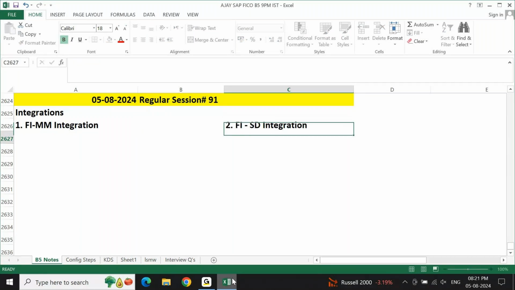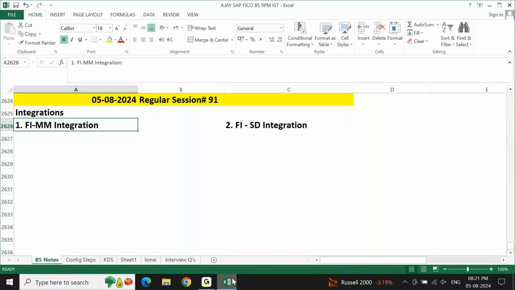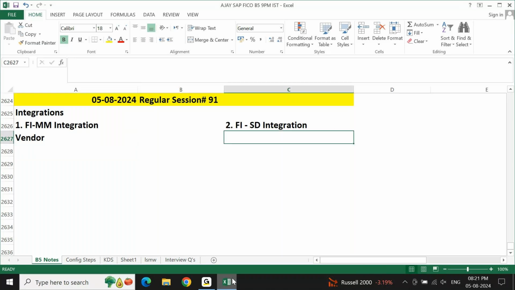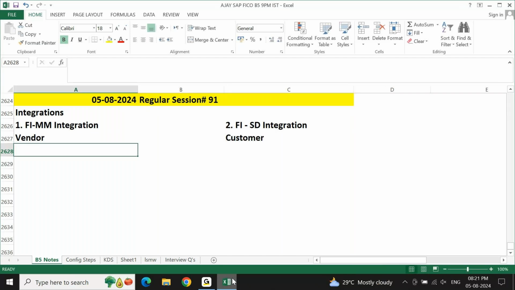Now it is very easy for you to understand because everybody has already practiced what is accounts payable, what is accounts receivable. Whatever you did in your accounts payable is related to vendor. Whatever you did in your accounts receivable is related to customer. Meaning you need to understand one point called vendor, another point called customer. These are the 2 points which you need to understand.